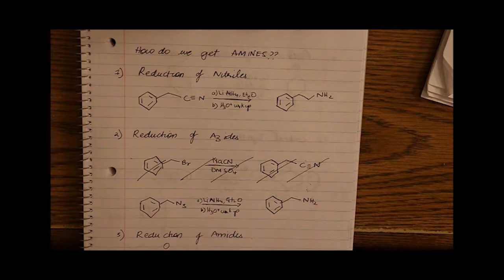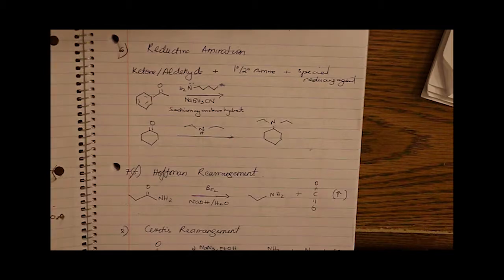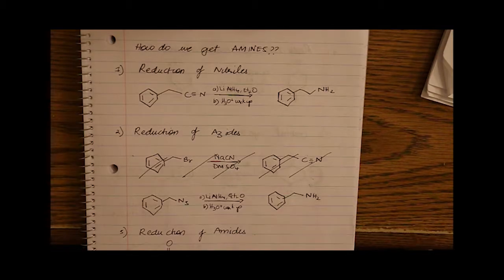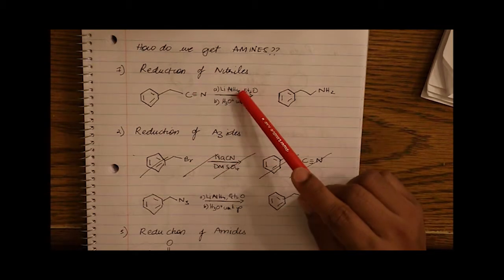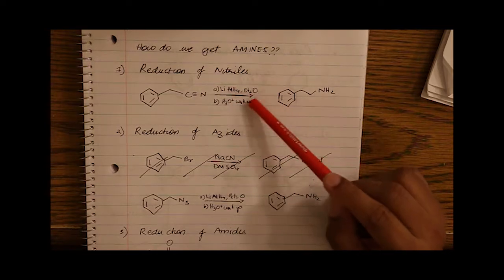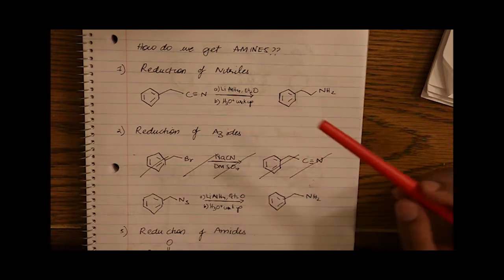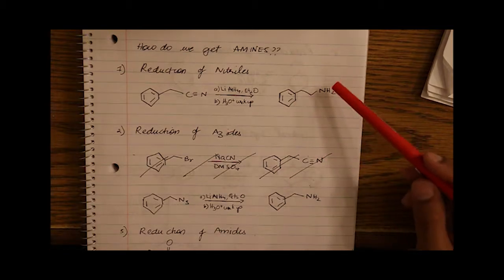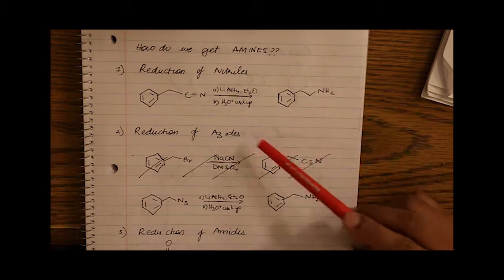How do we get amines? How do we make amines? So there are how many? 1, 2, 3, 8 different ways to make amines. So first one is the reduction of nitriles. We have a nitrile group. We need the sledgehammer reducing agent, lithium aluminum hydride, in the presence of diethyl ether and acid, and we get the corresponding amine. Reduction of azides.